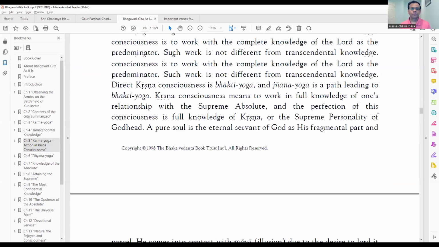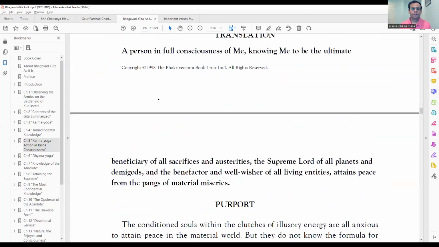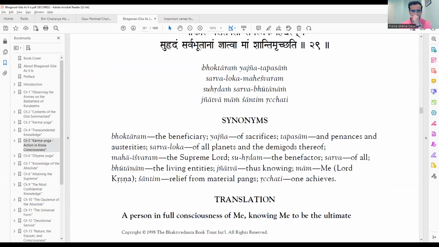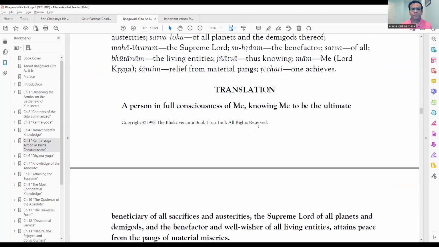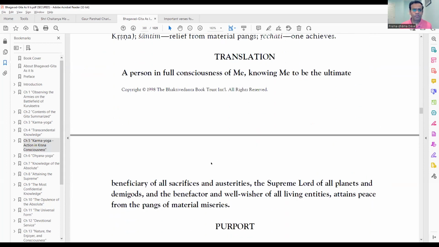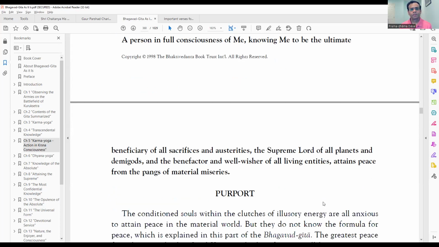Okay, so come to the 29th verse. Bhoktaram yajna-tapasam sarva-loka-maheshvaram suhridam sarva-bhutanam jnatva mam shantim ricchati. A person in full consciousness of me, knowing me to be the ultimate beneficiary of all sacrifices and austerities, the supreme lord of all planets and demigods, and the benefactor and well-wisher of all living entities, attains peace from the pangs of material miseries.